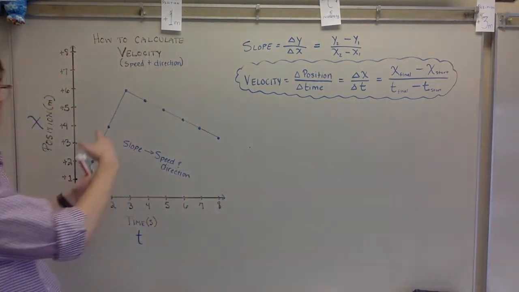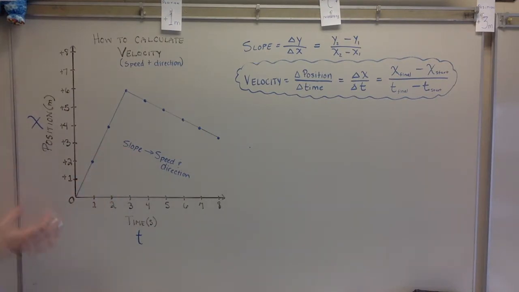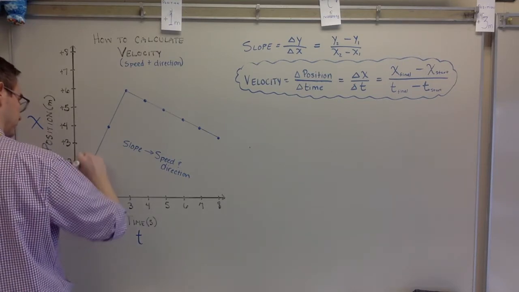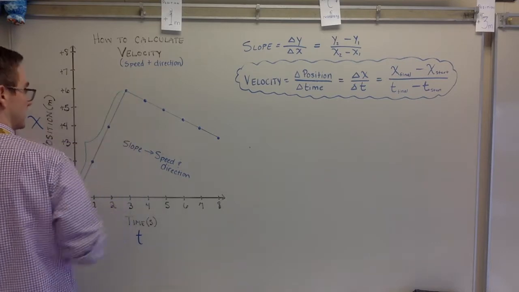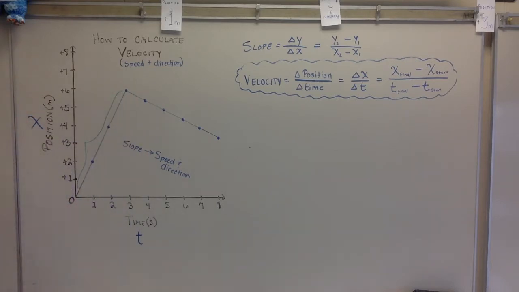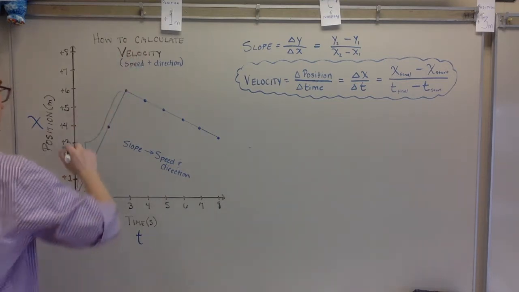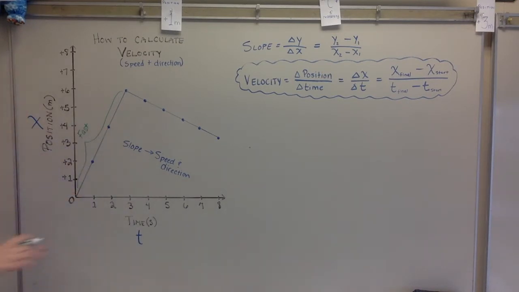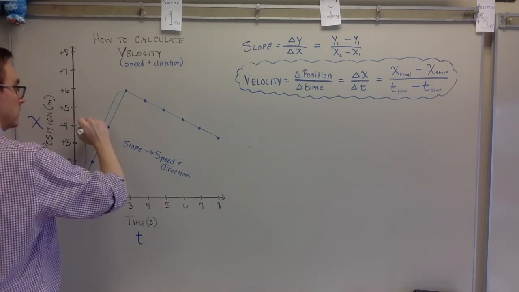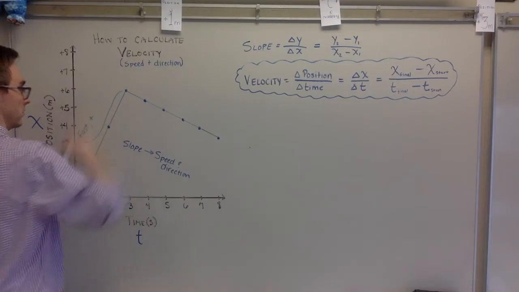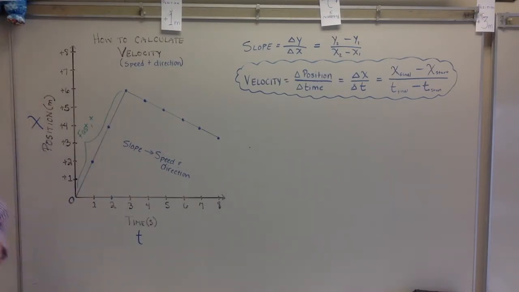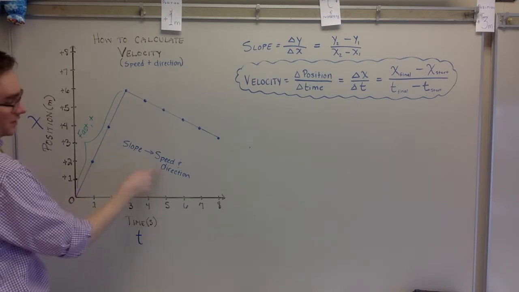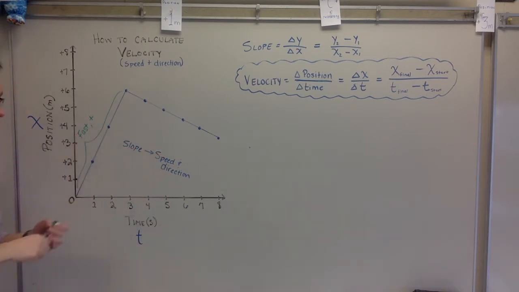I have this line here. I really have 2 parts to this line. So let's start with the things we already know. I have this first part here, kind of this part in green. Looking at it, it's very steep, which means that we know it's fast. And that's a positive slope, so we know it's going in the positive direction. So the slope tells us the speed and direction: it's going fast and in the positive direction.